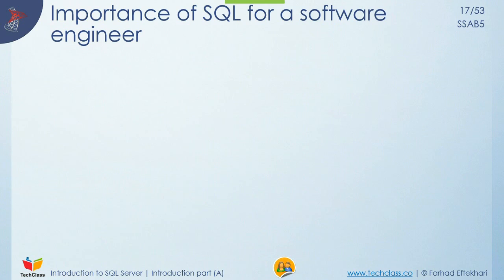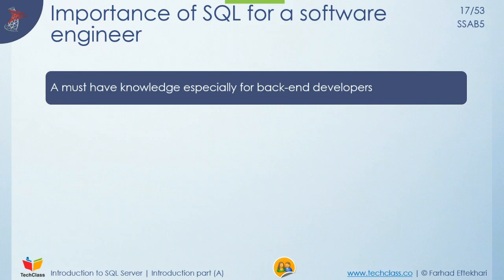So if you want to talk about the importance of SQL knowledge for a software engineer, there are so many points to talk about, and so many advantages that a software engineer can benefit from having this super beneficial knowledge. First of all, this is definitely a must-have knowledge, especially for backend developers, because when you program your code in the backend part, most of the time you're dealing with storing and saving information in a database somewhere. So this is definitely a must-have knowledge for backend developers.